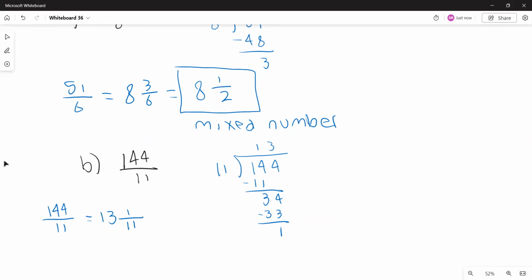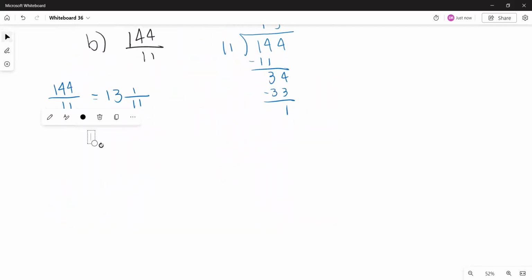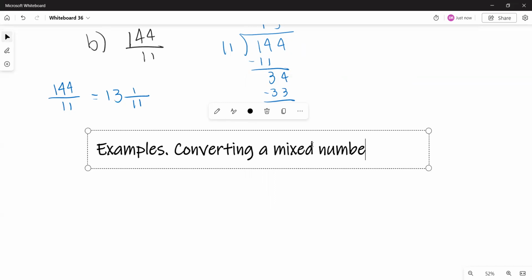And if we go the other way around, if we want to convert a mixed number to an improper fraction, we just add the fractions. So these are different examples. These are new examples about converting a mixed number to an improper fraction.